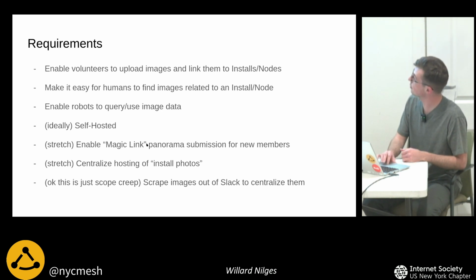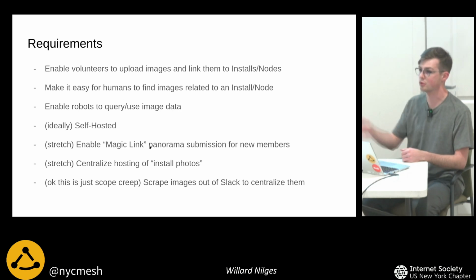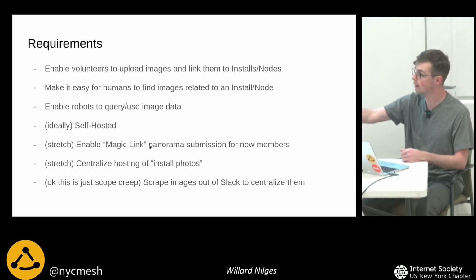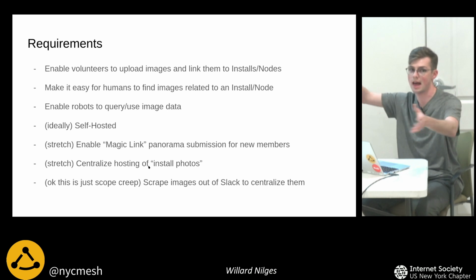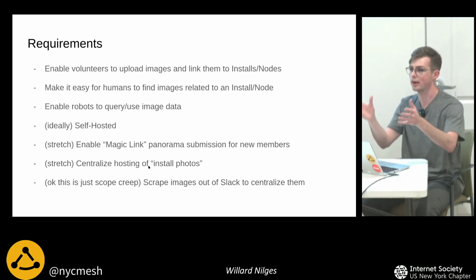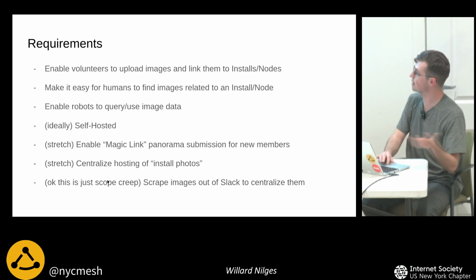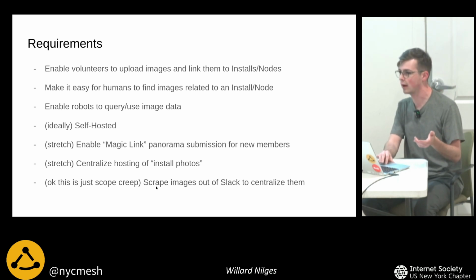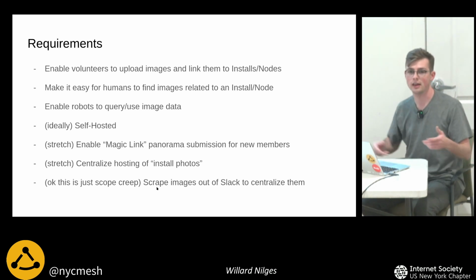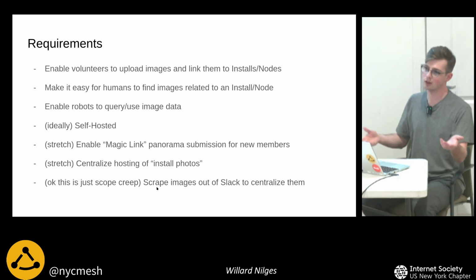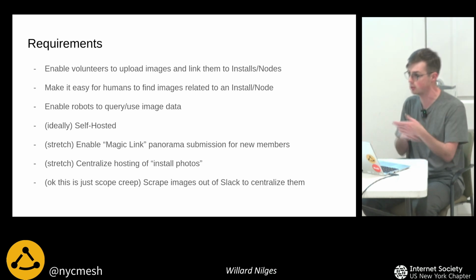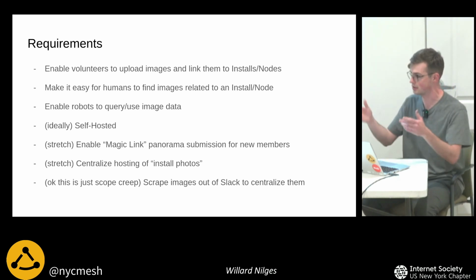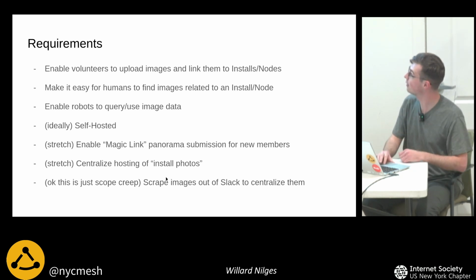Stretch goal: enable new members who are signing up to just upload panoramas automatically. I'll get into that in a minute. Other stretch goal: centralized hosting of these install photos, right? Take all those photos out of Slack and put them into some centralized database to query them by. And then, okay, this is just scope creep, but it would be really cool if we had a robot that could crawl our Slack and automatically say, hey, it looks like you uploaded a photo and I see the word NN387 in this thread. Would you like to upload it to Pano? And then you just click a button and it does it. That'd be cool. But that's scope creep for now.